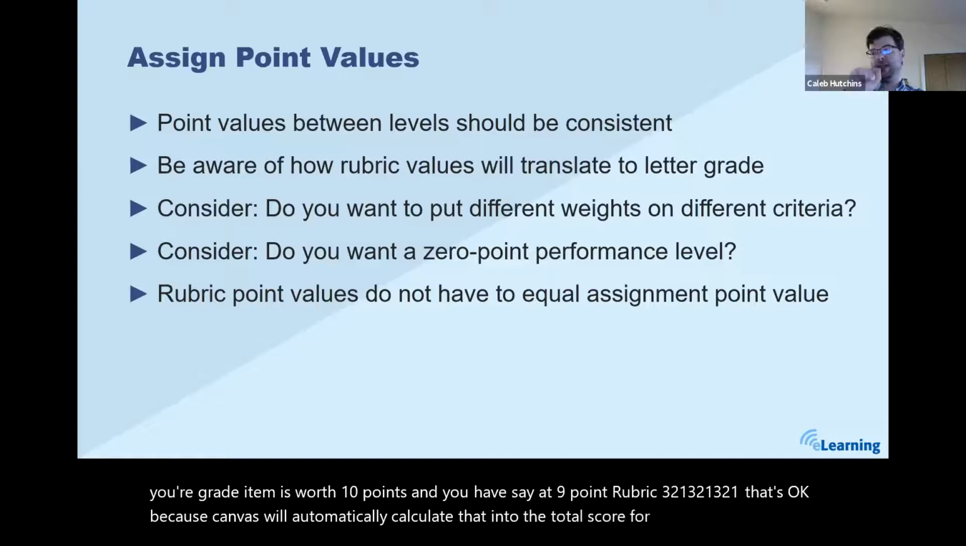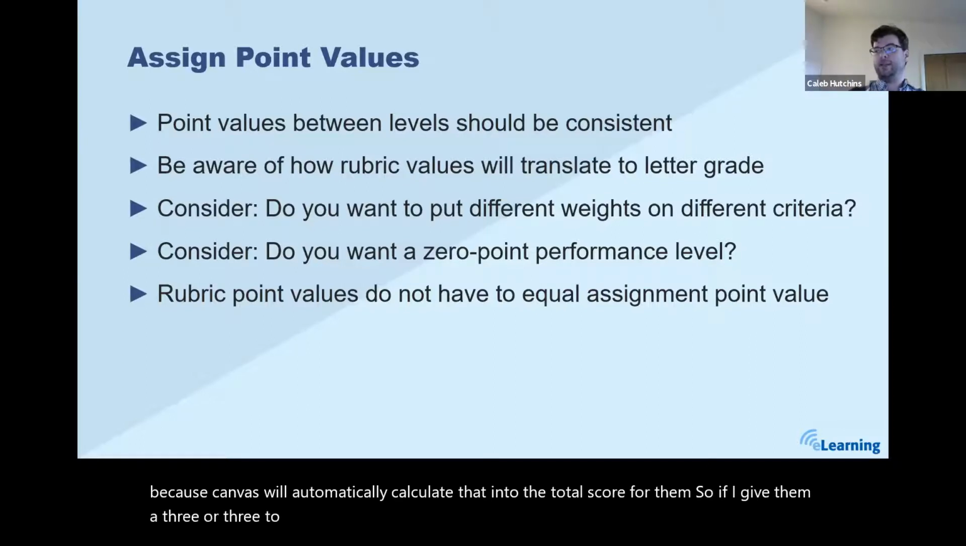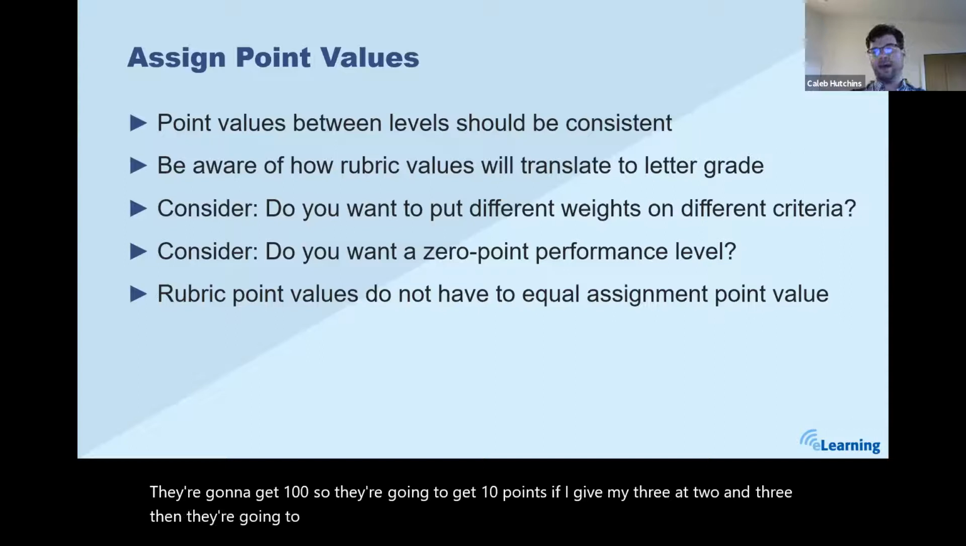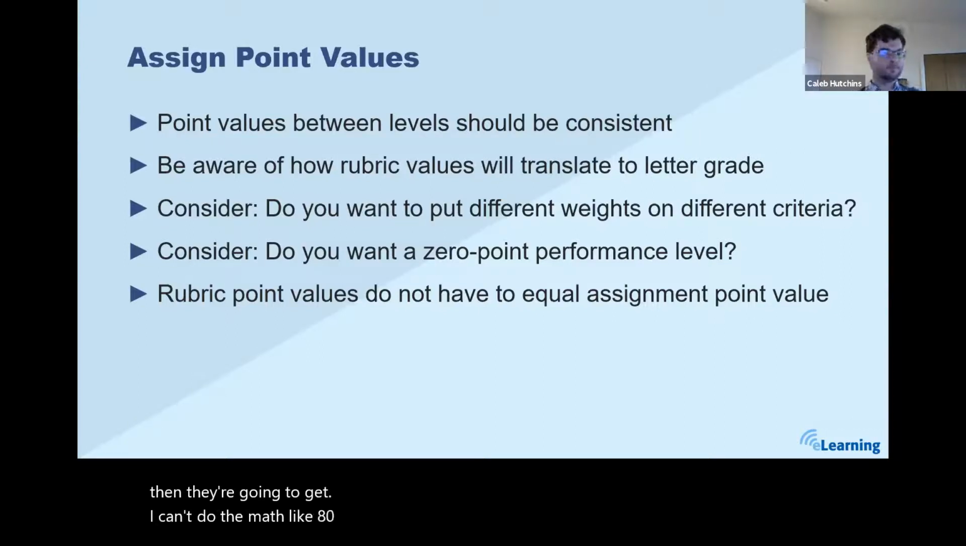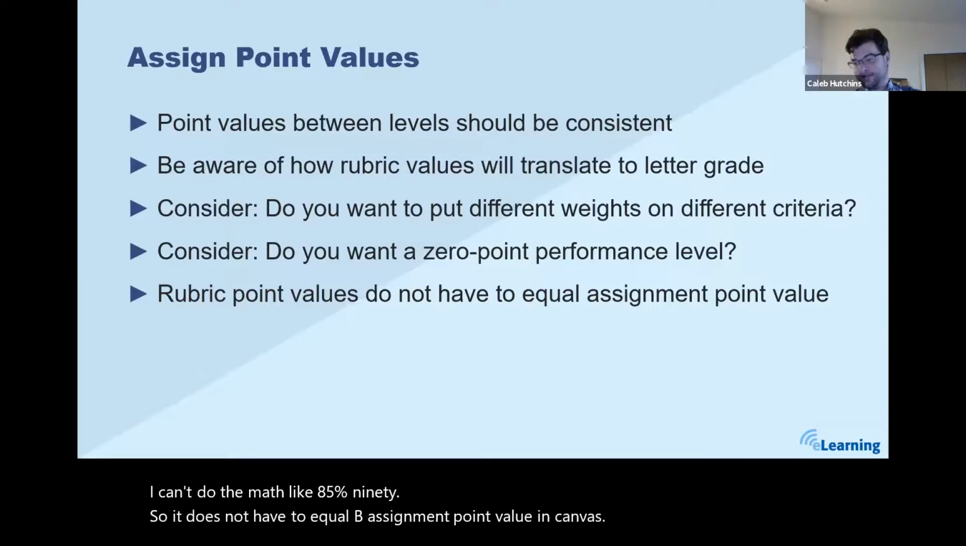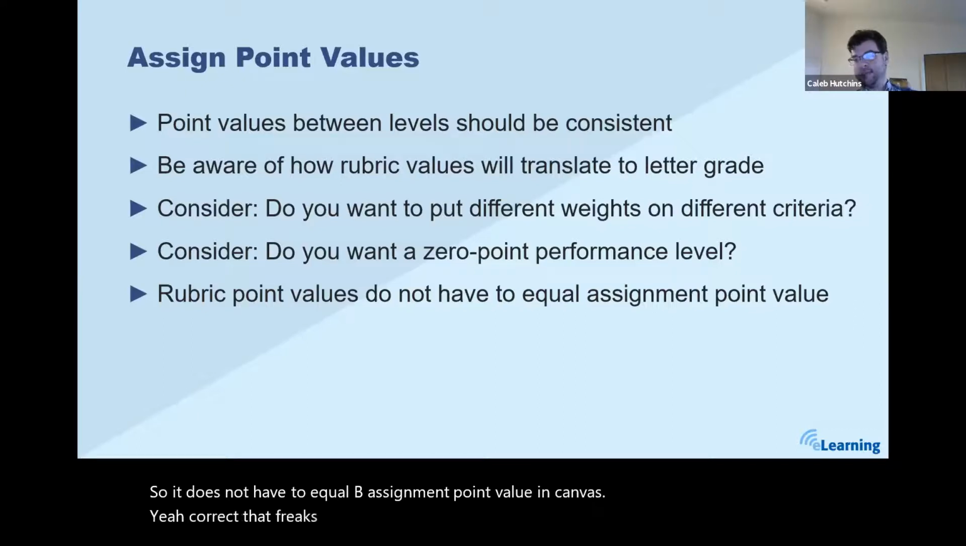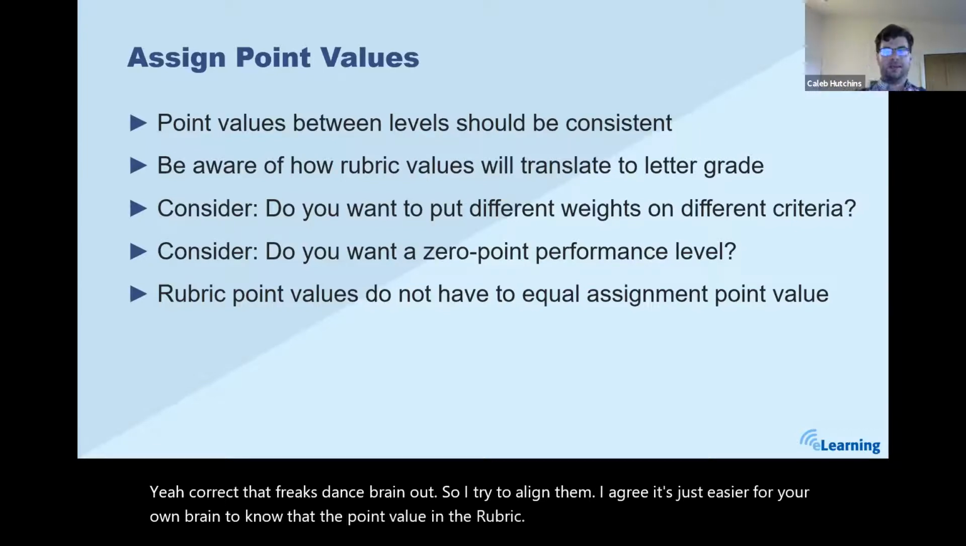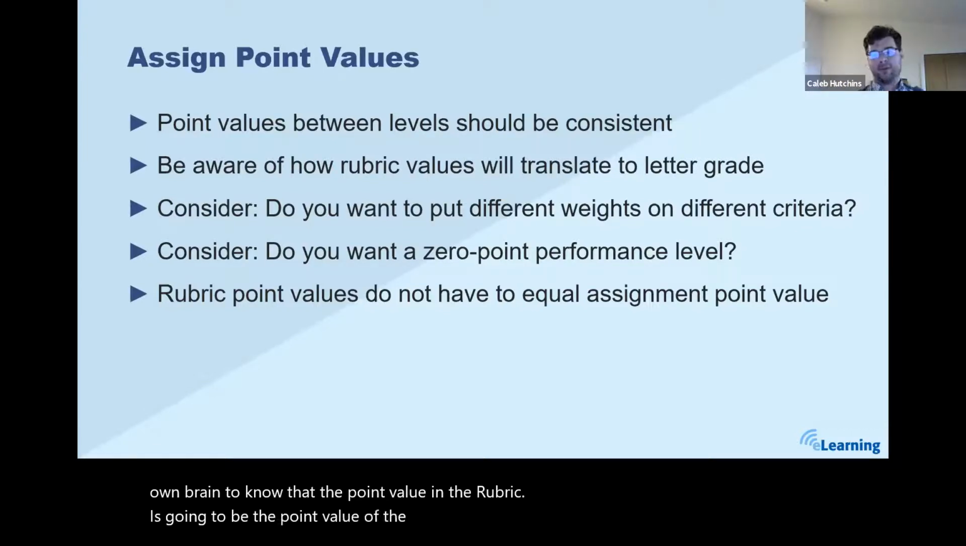So if I give them a 3, a 3, and a 3, they're going to get 100%, so they're going to get 10 points. If I give them a 3, a 2, and a 3, then they're going to get, I can't do the math, like 85%, 90. So it does not have to equal the assignment point value in Canvas. Yeah, correct. That freaks Ben's brain out, so I try to align them. I agree. It's just easier for your own brain to know that the point value in the rubric is going to be the point value that the student gets, but it doesn't have to be that way.